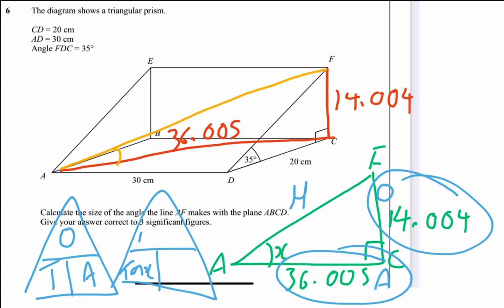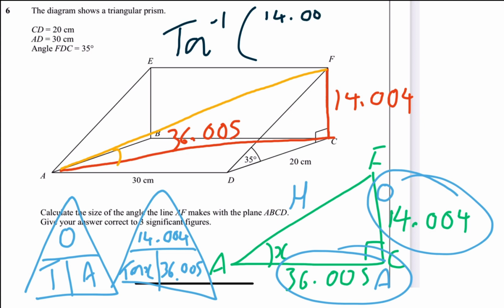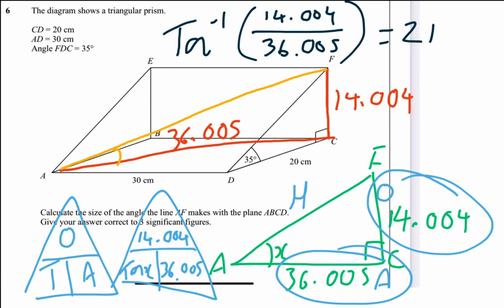The opposite is 14.004. The adjacent is 36.005. Therefore, tan inverse, because we're working out an angle, of 14.004 over 36.005. Close the bracket, and when you use a calculator, you should be getting an answer of 21.2 to 3 significant figures degrees.